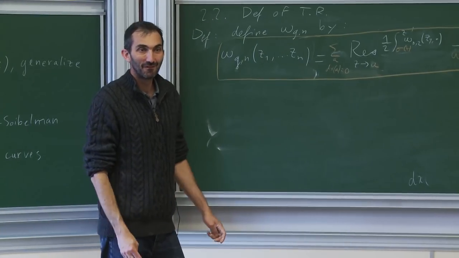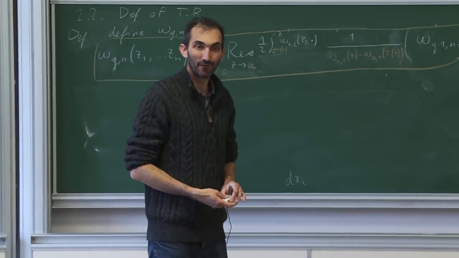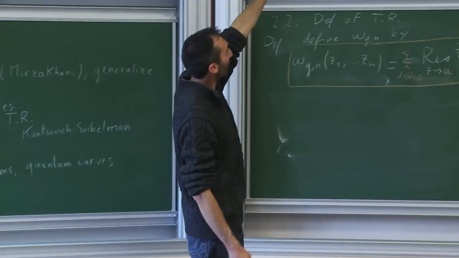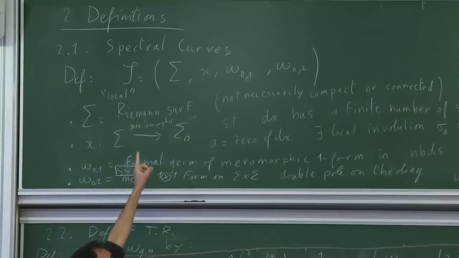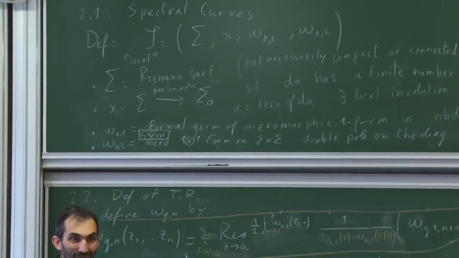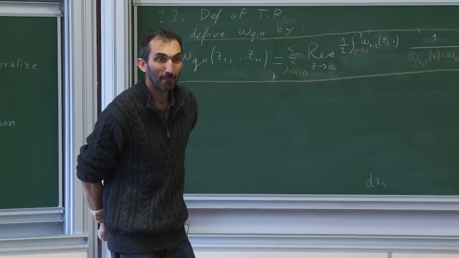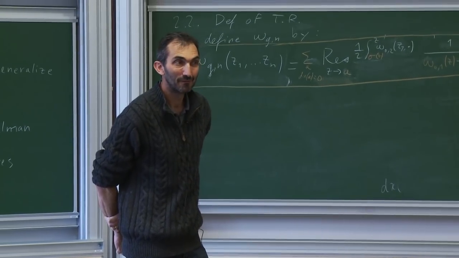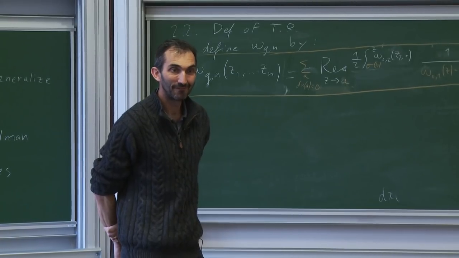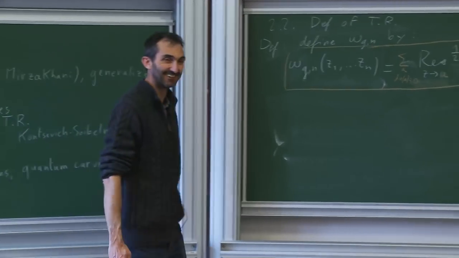And you included omega 0,2 in the definition of the spectral curve because of the deformation. Yes, omega 0,2 is included in the definition of a spectral curve. So the spectral curve is the data of the four things, sigma, x. Why did you include it? Is it because of the deformation theory properties, or why? Okay, we'll see that in the next lecture.